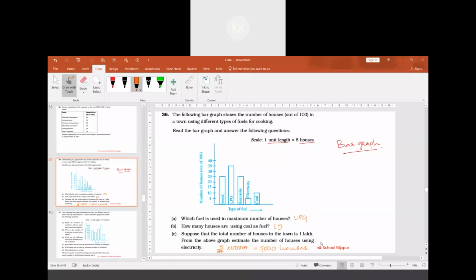This is how we can estimate it. Why did I take 5 by 100? It is because for every 100 houses, 5 houses are using electricity.